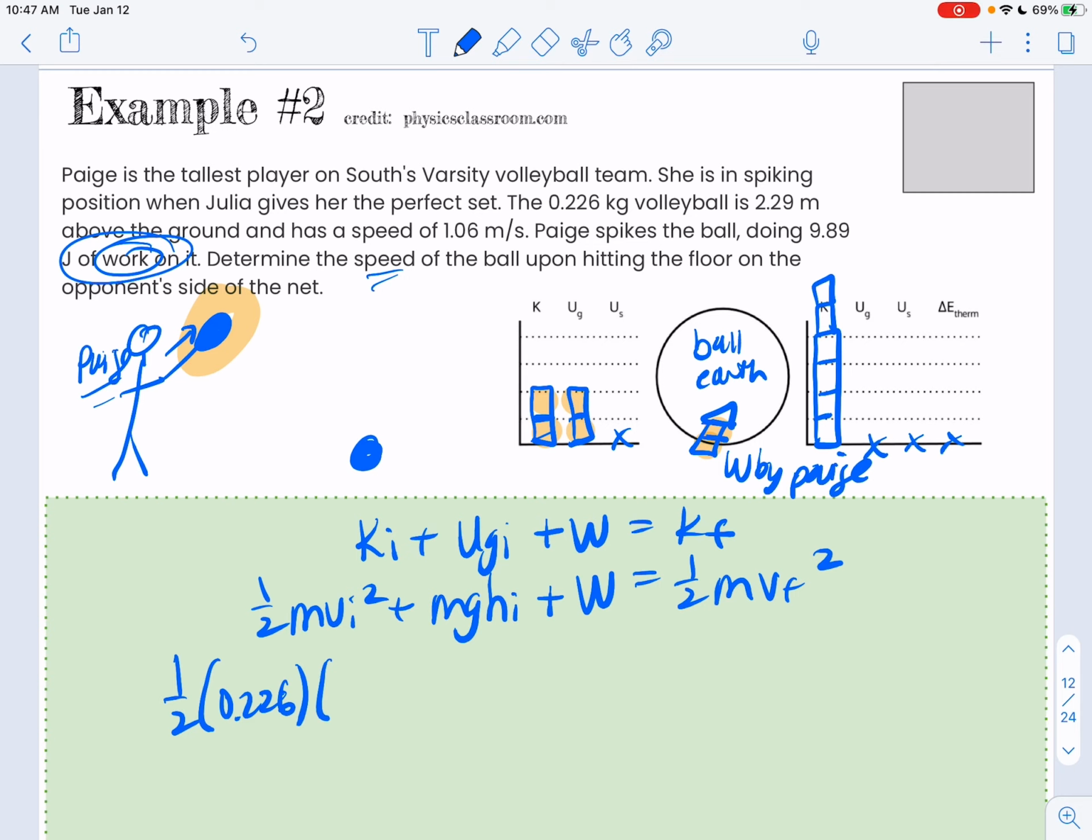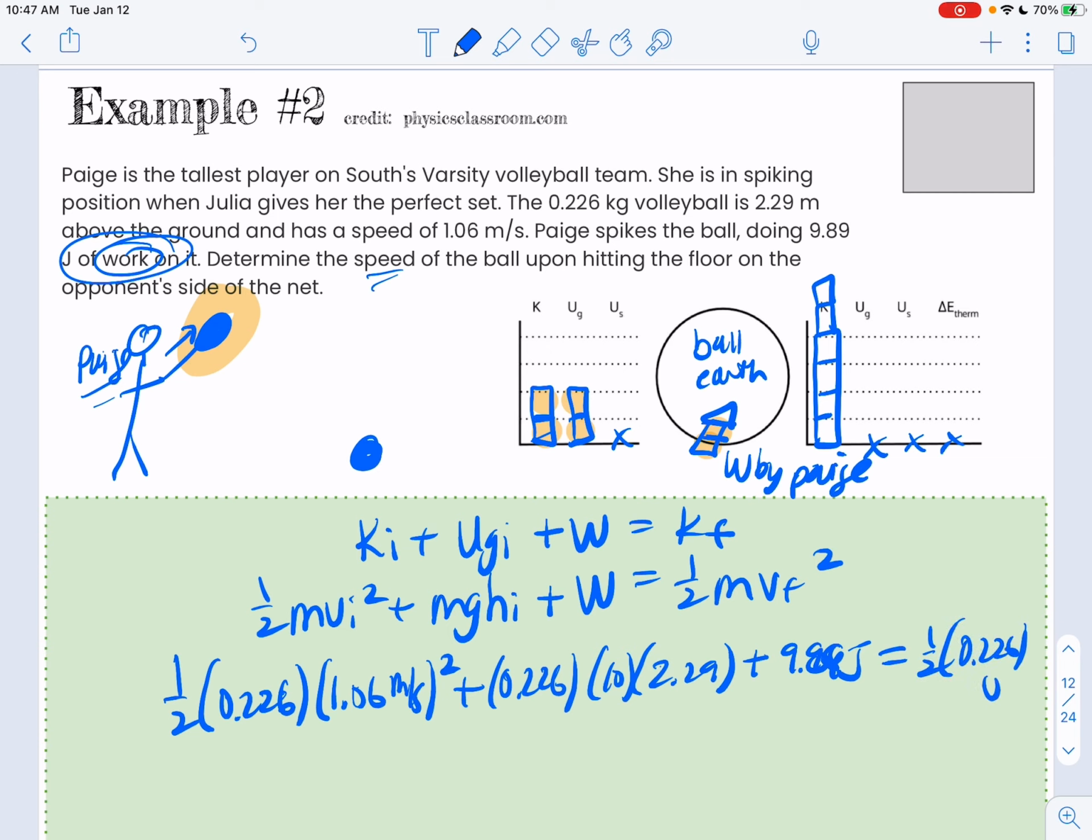It was moving, 1/2 times 0.226 times 1.06 squared, plus 0.226 times 10, or 9.8 if you're using WebAssign, times 2.29, plus the work done, equals 1/2 times 0.226 times v final squared. And now I just have to do all this stupid math. You'll get to the point where you're just like, can't we just leave it in variables? This is a hassle. Every time you have to use a calculator, it's just fraught with disaster potential.